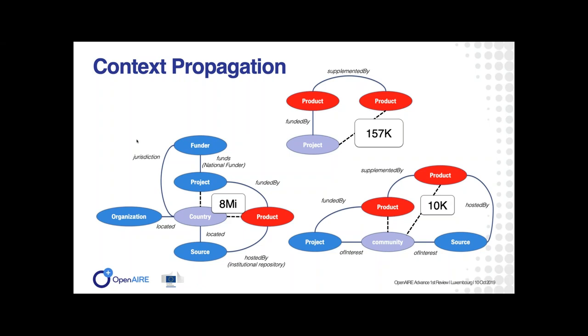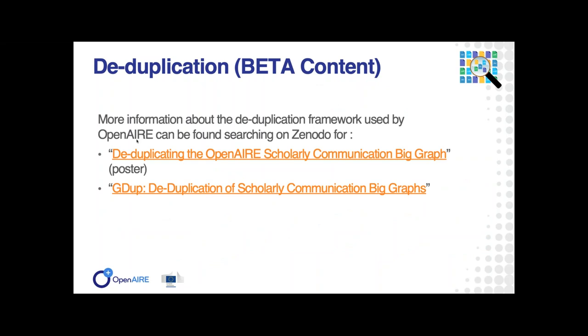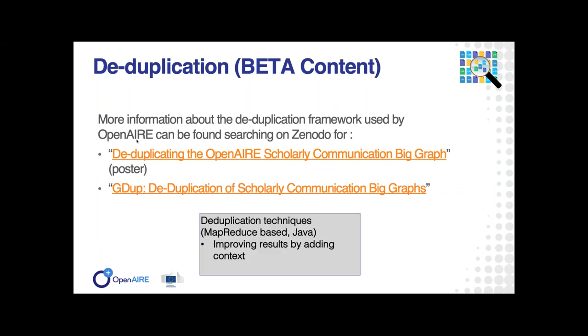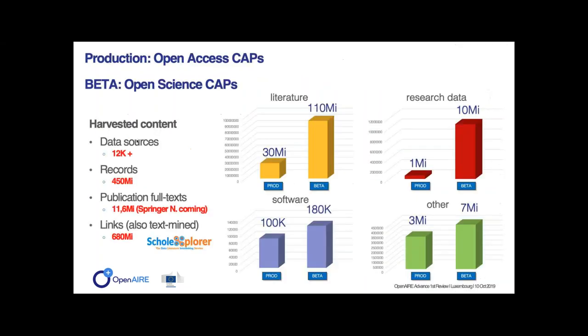this will give me extra content. Of course, I would like the data source that contains this second product to include the link to the project, and that's, as I mentioned before, another important aspect in our mission. So these are examples of propagations, like country and community can be propagated across the different products. For deduplication, we have two articles. You can find the references here. There are several actions that we may take, like improving results by adding context, which can be inferred from the web, for example. So any ideas in this direction are welcome.